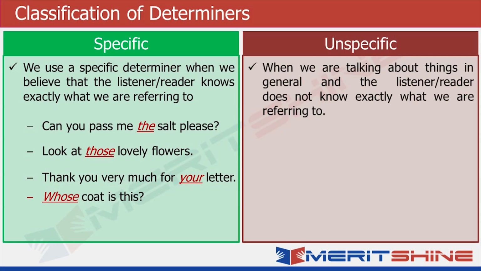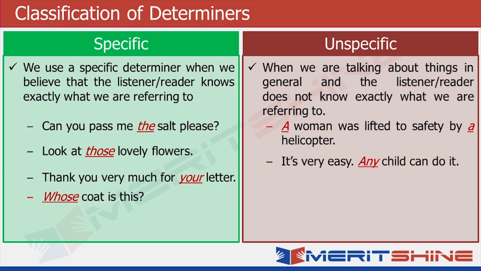The use of a general determiner does not identify the exact noun for the listener or reader. A woman was lifted to safety by a helicopter. A refers to any woman and any helicopter. It's very easy. Any child can do it. Any refers to a child, not a particular one. Would you like another glass of wine? Another refers to a general glass of wine, not a specific one.